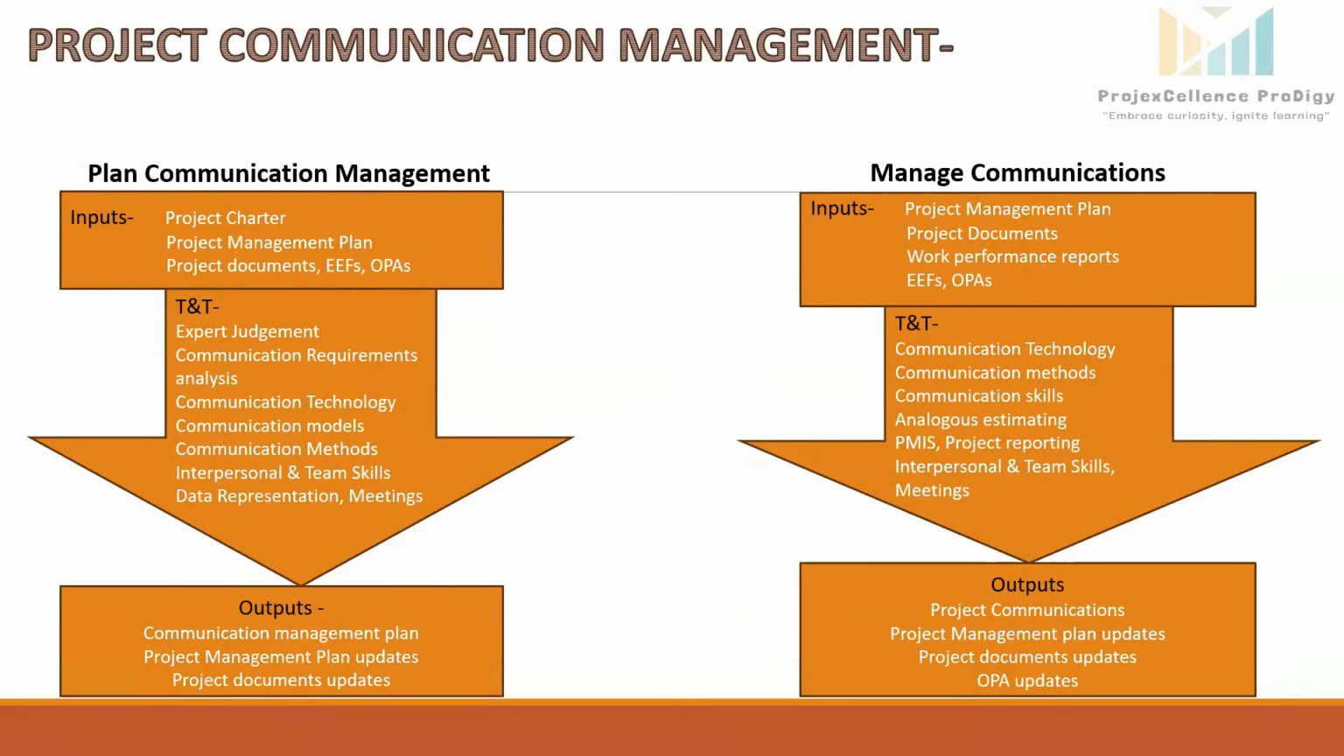Outputs. The output of this process is the communication management plan, which ensures clear, structured, and effective communication throughout the project. It will include detailed information like stakeholder communication needs, which identifies who needs what information, in what format, and when. Information details like language, content, and confidentiality levels. What will be the escalation process? How urgent issues will be addressed?